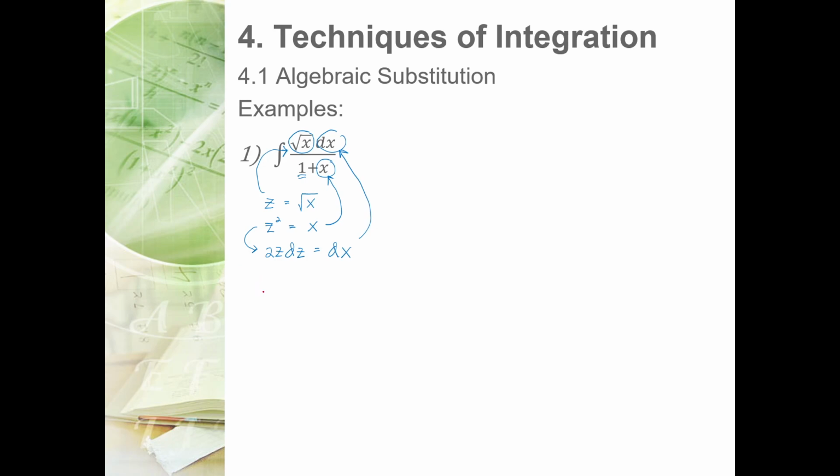Okay, so next, if we try to write the new format, square root of x is now the z variable. Dx is 2z dz all over 1 plus z squared. So factoring out the constant term 2, the numerator is now z squared dz all over 1 plus z squared.